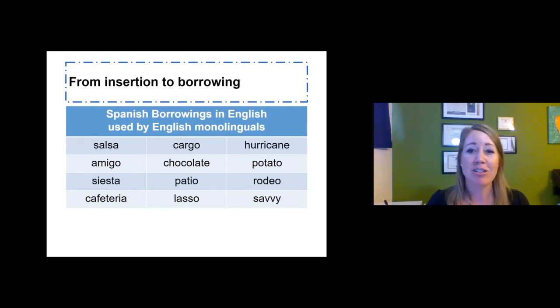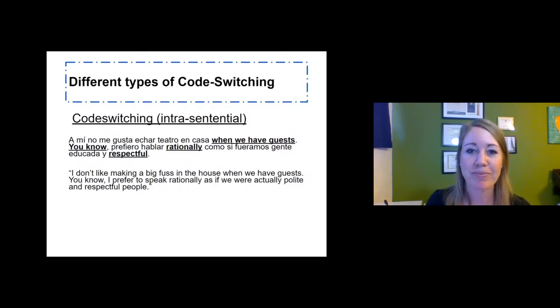Some of this lexical insertion has happened so much that we've just taken the whole word into English, right? We just accept it in our English language. Some of these words right here, you might not know are Spanish words that we regard as English because we don't know any different, right? We don't know the origin, the etymology of the word.